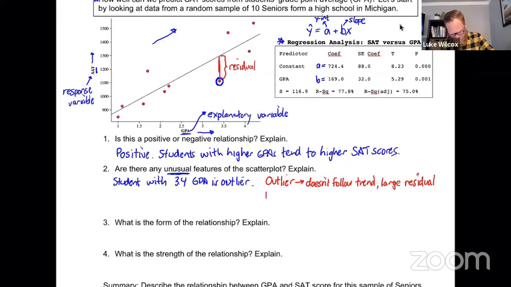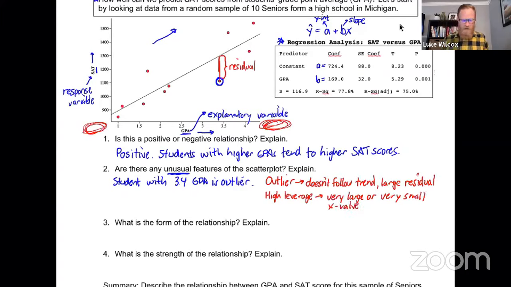Now, one of the other vocabulary terms that you need is to be able to identify a point that is known as a high leverage point. Now, here's the deal with high leverage. It has to be way up here in terms of the X values or way down here in terms of the X values. So it's like way far out on either the low or high end of the X values. So I'm going to say that it has very large or very small X value.